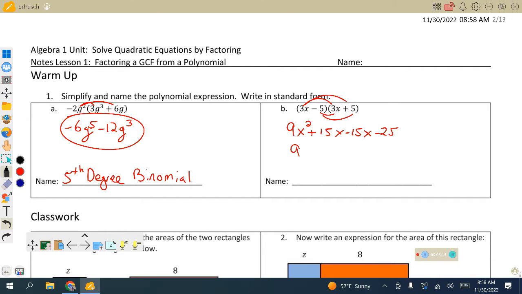Somebody got 9x squared. And then what happens to these two linear terms? They cancel out. So we end up with a quadratic binomial, correct. Starting tomorrow, we are going to focus on quadratic binomials and quadratic trinomials. We're going to focus on quadratics.